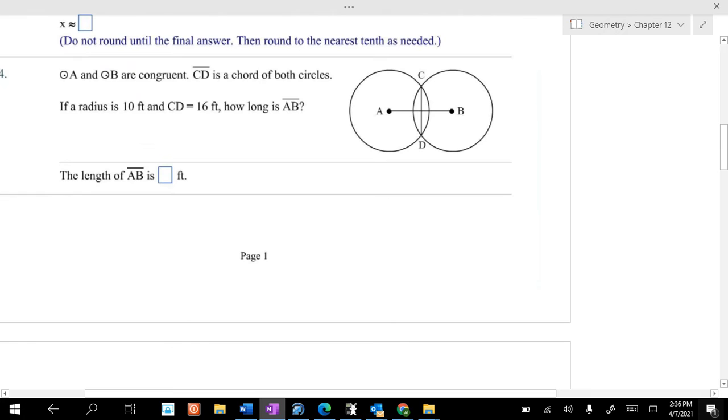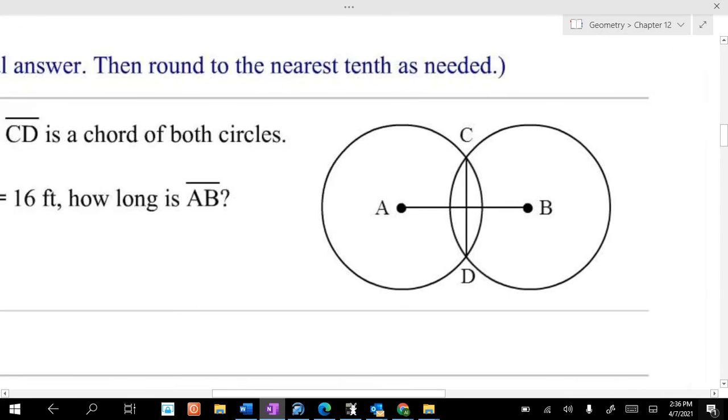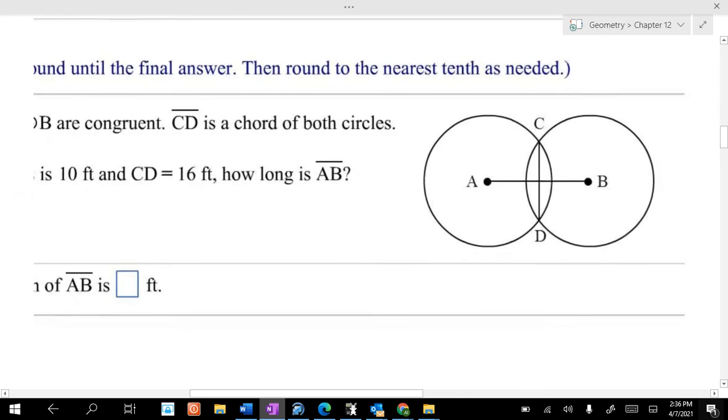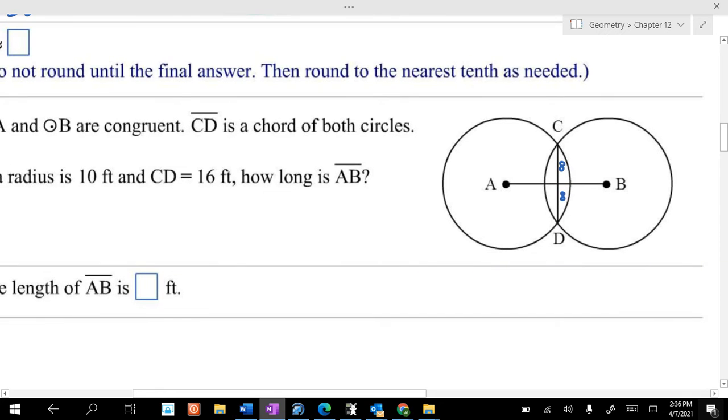Okay, how long is AB here? Well, let's break it apart a little bit. I know that CD, the whole thing, is 16. So this is 8 and this is 8. Okay? I know the radius is 10. If we go here, that doesn't help me find CD. So where should I draw it to? From A to C. Very good.